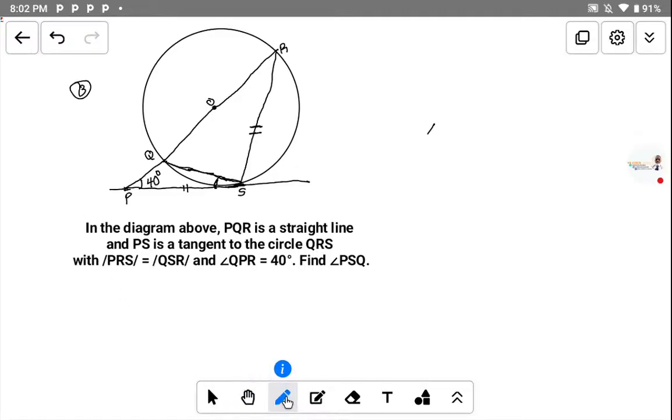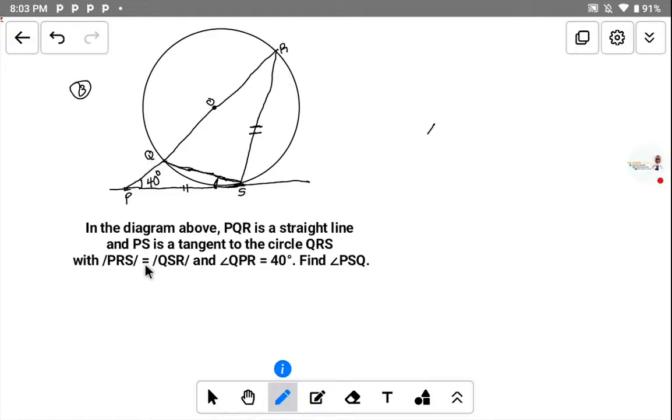This question 3 says that in the diagram above, PQR is a straight line. PS is a tangent to the circle. That means this line PS is tangent to this circle. Because this is the line of tangent, as I explained in the theorems. And the circle is circle QRS.